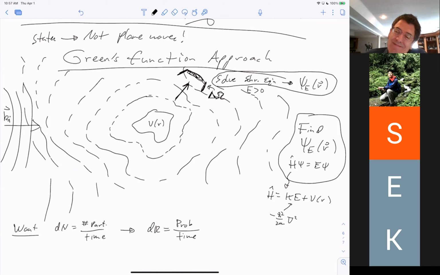The probability current then? Yes, exactly. That's exactly right. I want to know the probability current, and the probability current is going to be J. So suppose I have a small detector, dR is going to be J dot what? I integrate its flux. I've got the probability flux. What do you integrate flux over to get how much stuff?